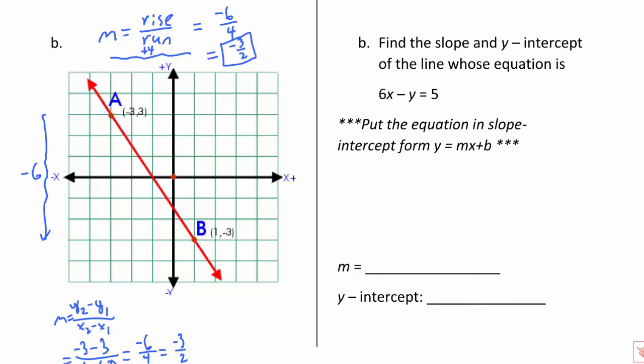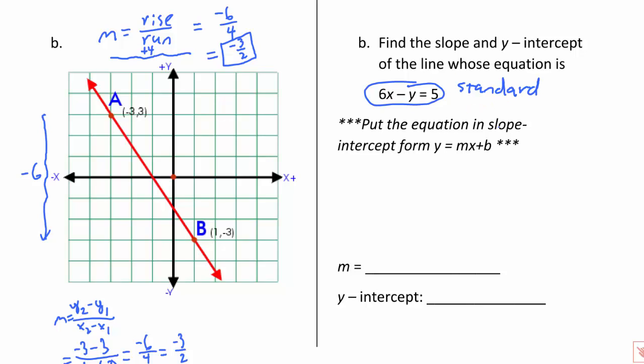We're going to look at the B part of the previous practice, and it says find the slope and y-intercept of the line whose equation is 6x minus y is equal to 5. Now, it's kind of giving us a hint here. It says put the equation in slope-intercept form, y equals mx plus b. What you see here is standard form, okay? So this is the standard form of a line.